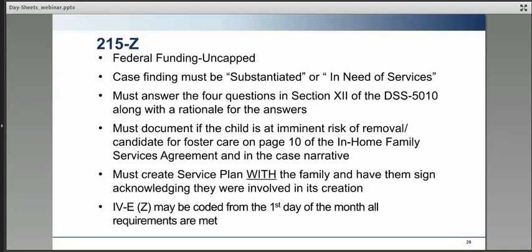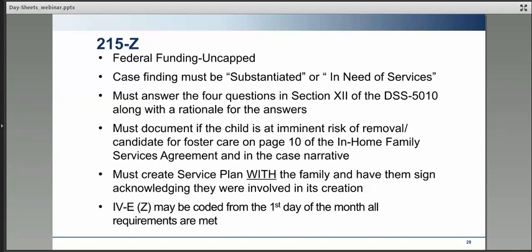You've filled out the initial part of the family services agreement and documented in the narrative as well as on there about the imminent risk status, and the family has met with you. You've had your CFT, and the family signed your agreement. You've completed that on the 29th.